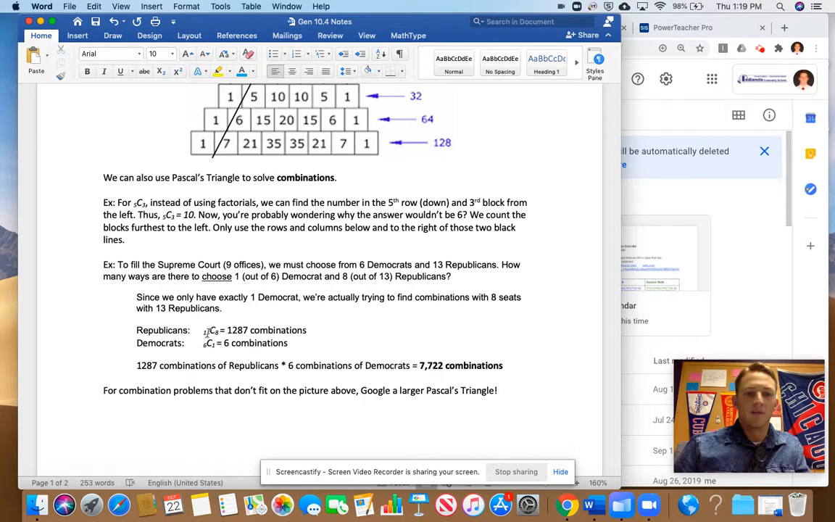But 13 choose 8 is 1,287. So if we want to do these together, we have Democrats and Republicans. We need to fill these 9 offices. We're just going to multiply both of these different combinations. 1,287 times 6, that means there's 7,722 different possibilities on how to fill that Supreme Court.